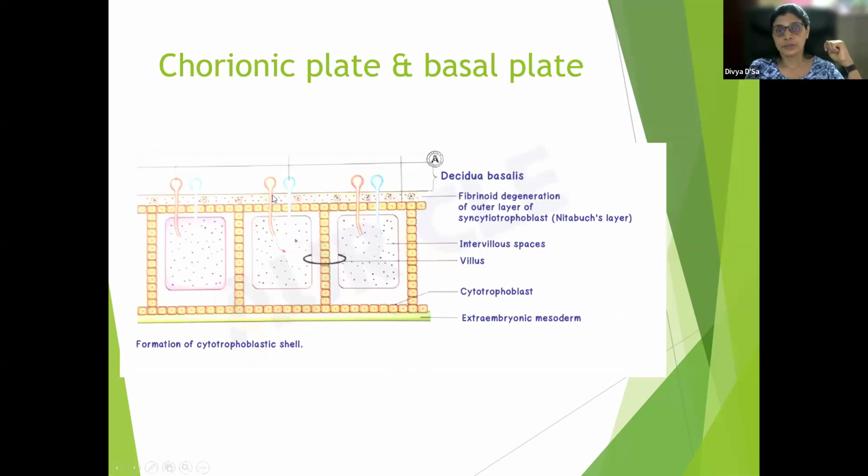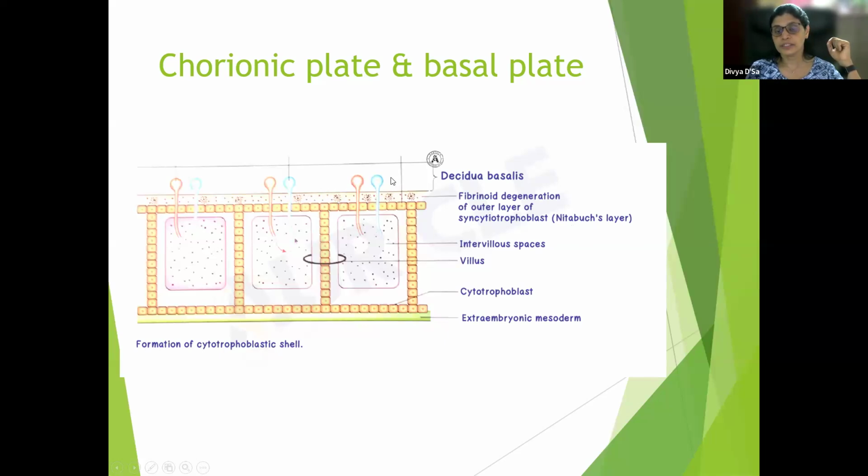This portion towards the decidua, we call the decidua basalis part, with the basal plate, and this side will be the chorion plate. Now this is the Nitabuch layer that I told you about. This is the cytotrophoblast cell, and outside that, the syncytiotrophoblast will form the Nitabuch layer. I think I said cyto, it is syncytiotrophoblast.